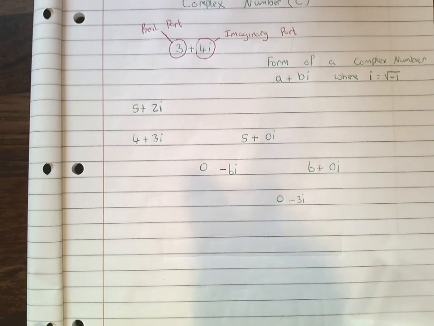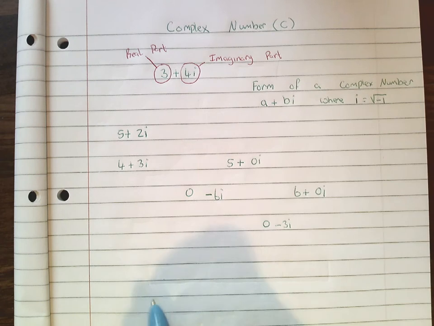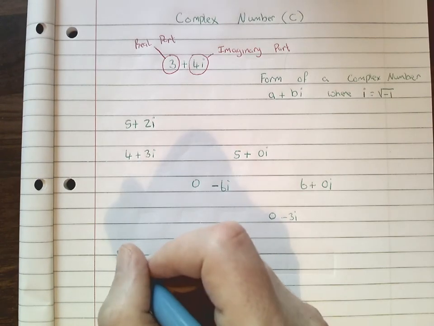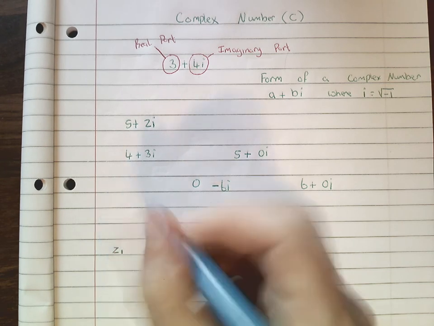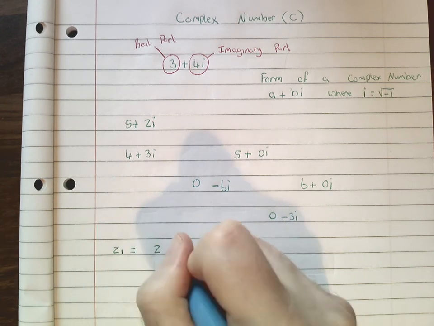Sometimes what you'll see as well, so again they use this letter C to represent the set of complex numbers. And sometimes they'll write, let's say if I want to talk about an individual complex number, we use, for example, a small z1, and then we can make that equal to a particular complex number, like 2 plus 3i.